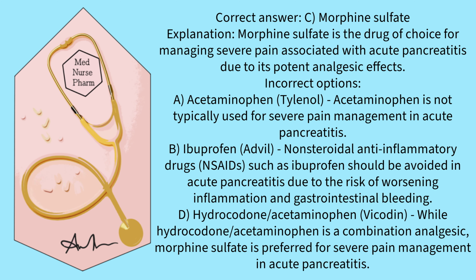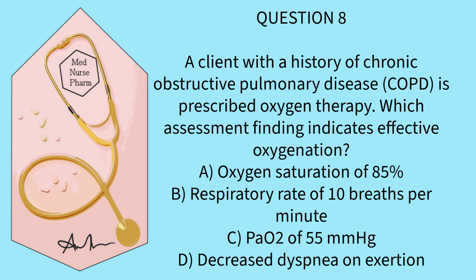If you chose option C, you are correct. Morphine sulfate. Morphine sulfate is the drug of choice for managing severe pain associated with acute pancreatitis due to its potent analgesic effects.